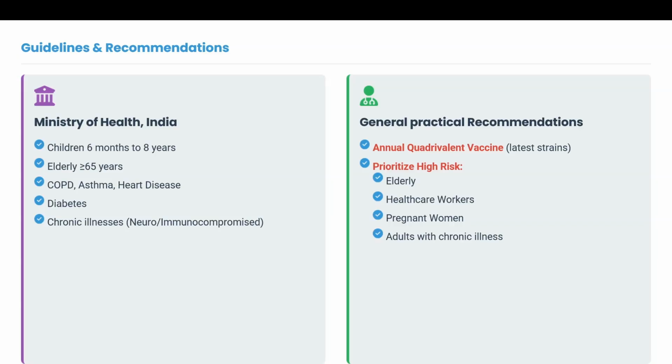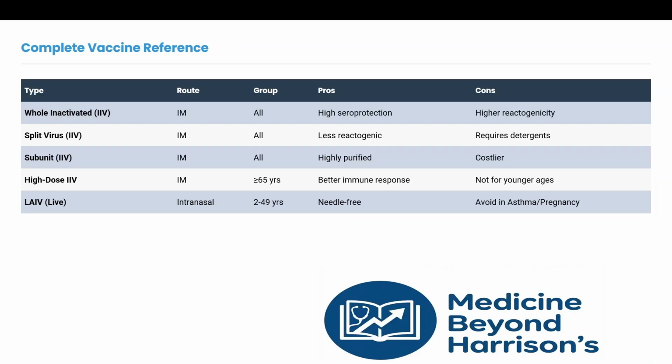The general practical recommendations, as well as the Association of Physicians of India recommendations, are an annual quadrivalent vaccine with the latest strains to be administered to all at-risk patients. Prioritize high-risk categories: elderly more than 65, healthcare workers, pregnant women, and adults with chronic illnesses. So these are the complete vaccine references.